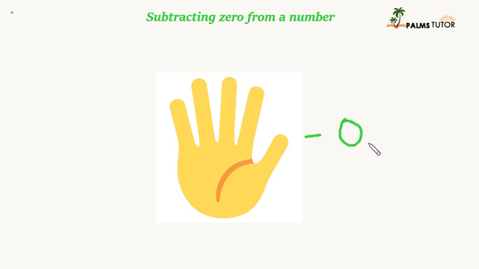0 means what? Nothing. That means you take away nothing from your 5 fingers. How many fingers do you have left? 5 fingers minus 0 fingers equals 5, because 0 means take away nothing. So when you take away 0 from a number, the number remains the same.